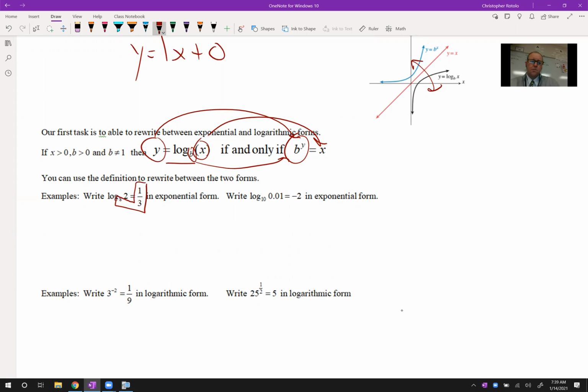So logs have an L shape, so I'm going to draw an L shape. Okay, so that has to be the new one. 8 to the 1/3. Does that give me 2? And I know that it's correct because it is true when I rewrite it.